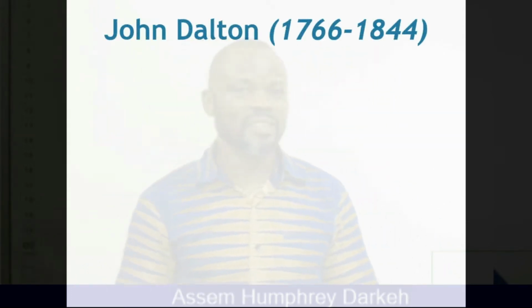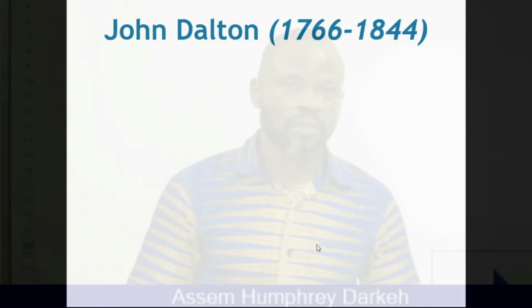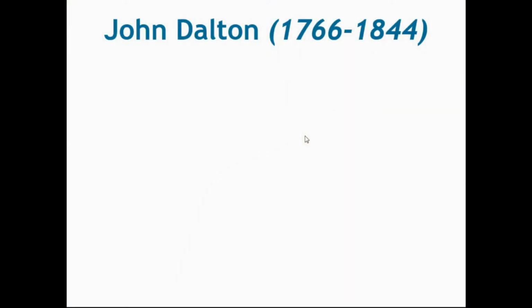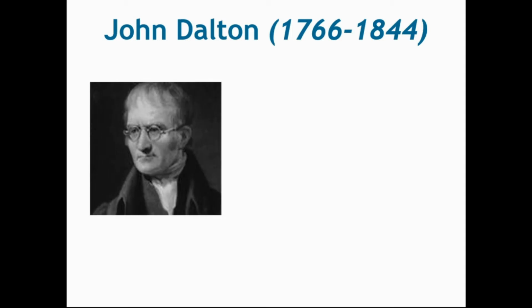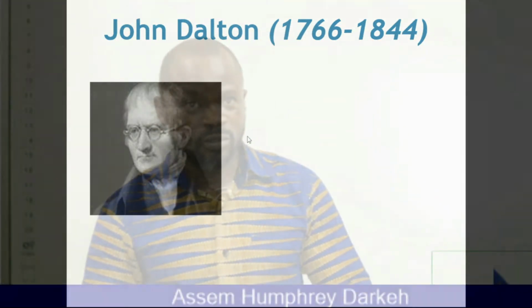Now let's start with John Dalton. John Dalton lived between 1766 and 1844. The date 1844 rings a bell in our minds. It means John Dalton lived from 1766 to 1844. And this is the man we want to talk about.